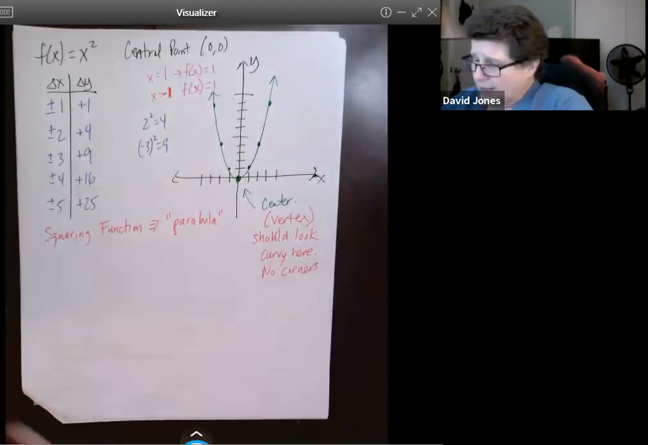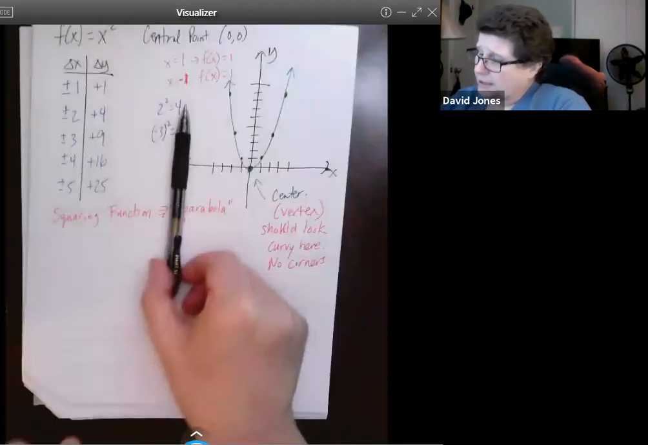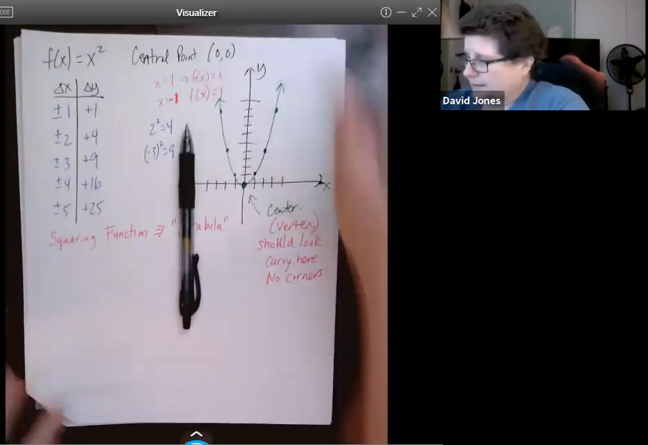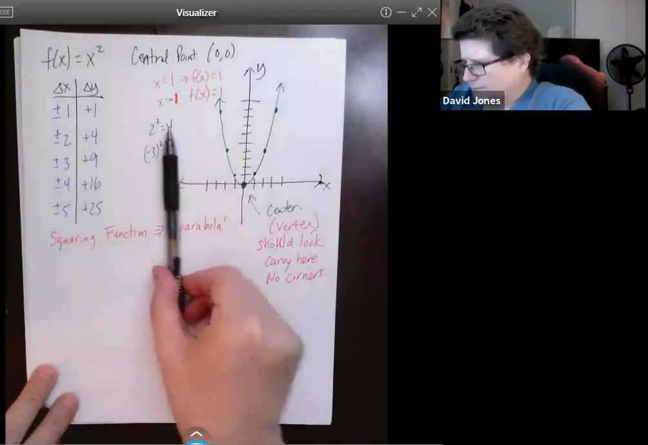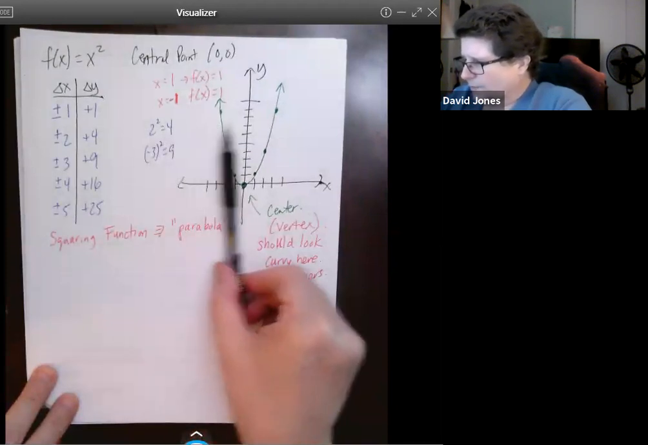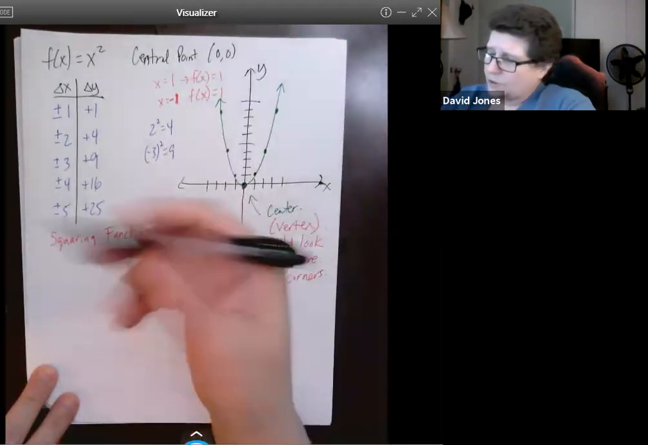The domain, as I go from left to right, it keeps going all the way to the left and keeps going all the way to the right. So the domain is all real numbers.